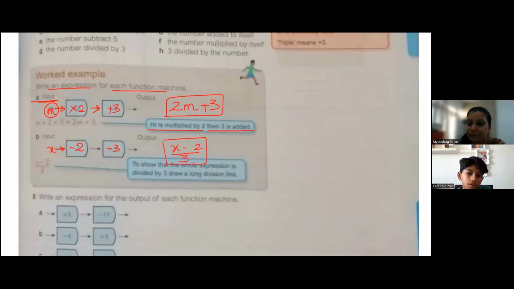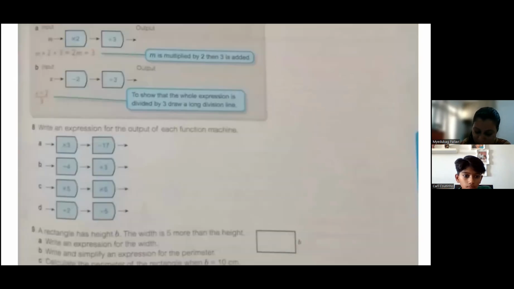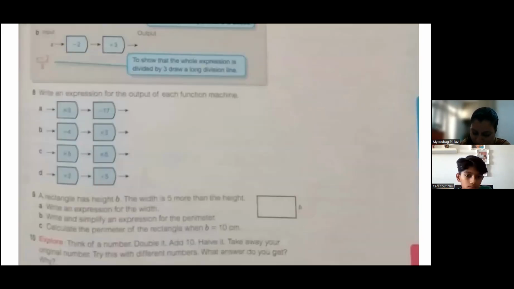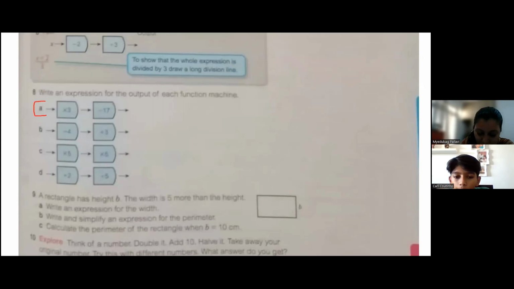Let's see the questions now. Next question, question number 8. This is the same as the example that we have seen. These are the variables that are given. We have to apply these operations on these variables. So let's start with the first one. This variable is a. First, what is being done? a is getting multiplied by 3. Multiplication and 3 is written here, right? And then subtraction of 7.